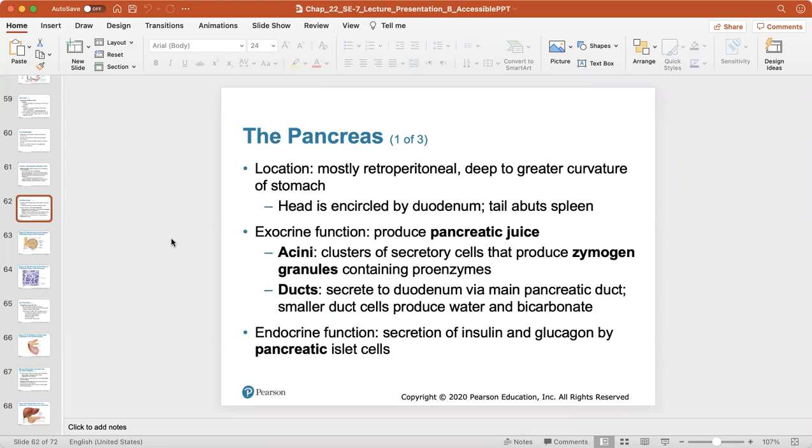The pancreas then is located mainly retroperitoneal, in the back abdominal cavity, deep to the greater curvature of the stomach. The exocrine function of the pancreas is to produce pancreatic juice. The acini are clusters of secretory cells that produce zymogen granules containing proenzymes. And then the ducts will secrete all the pancreatic juice to the duodenum via the main pancreatic duct. And there's also a smaller duct that helps to produce water and bicarbonate. The endocrine functions of the pancreas are to secrete insulin and glucagon by pancreatic islet cells.